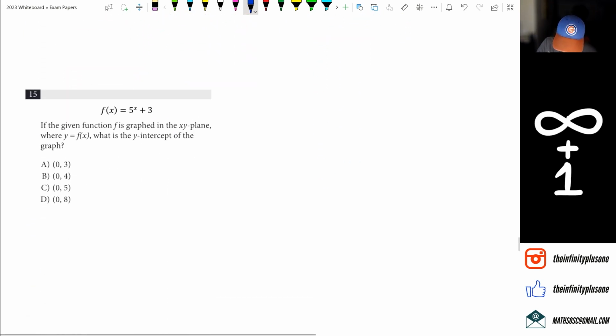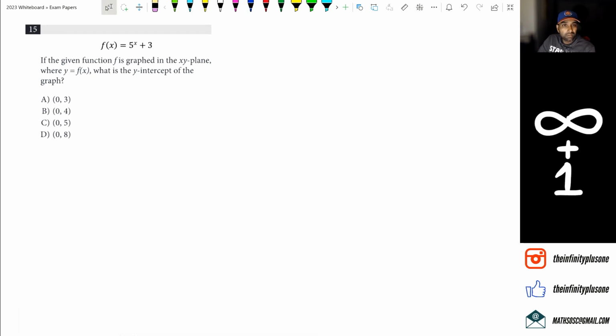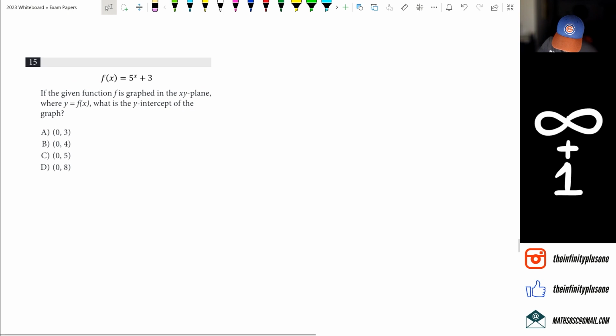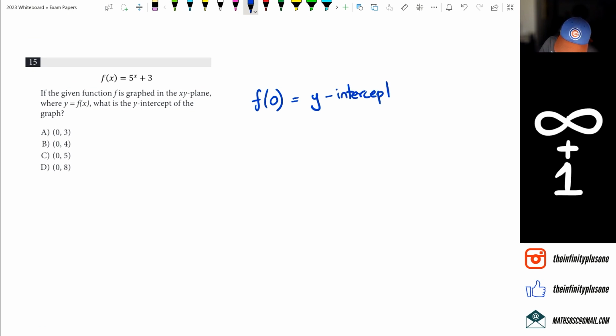All right, let's go to question 15. Question 15 says, what's the y-intercept of the graph? For the y-intercept, you just put x equals 0, guys. So f of 0 gives you the y-intercept. That means f of 0 is equal to 5 to the power of 0 plus 3. 5 to the power of 0 is 1. 1 plus 3 is equal to 4.